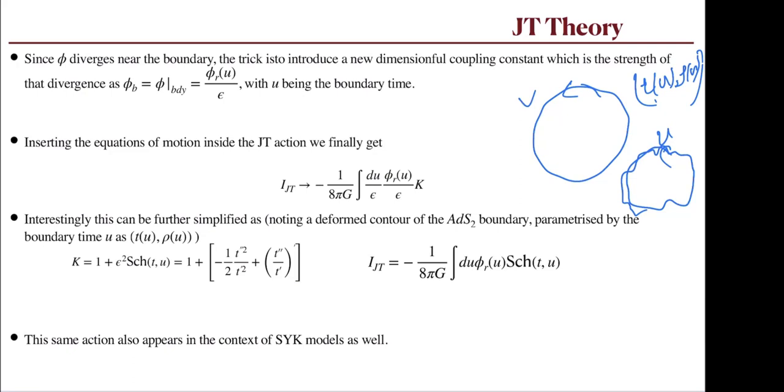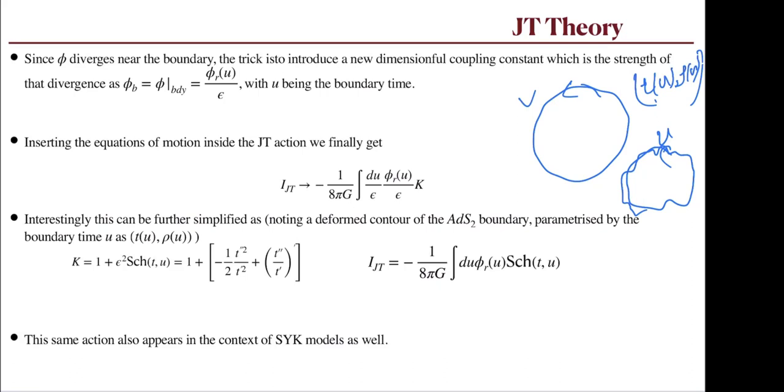Probably you guys already know better than me that the SYK models, at least in the low energy limit, also have the same kind of action. For that reason, people have this JT gravity and SYK connection, and it all comes through, or seeps through, this Schwarzian action that you are getting in this area, okay?